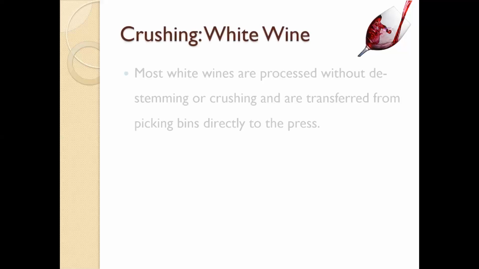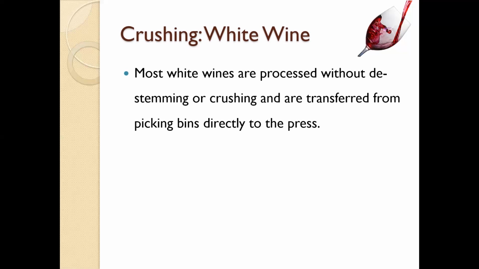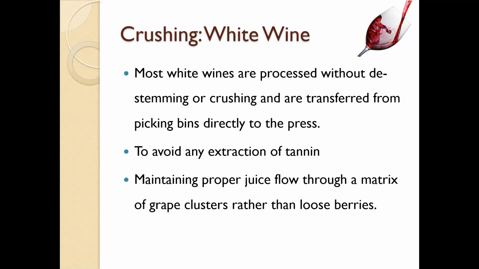Crushing differs according to the wine. The crushing of white wine is mostly called squeezing. It is gently pressing the grapes, and all the free run is collected. No skin or stem is collected. This helps to avoid any extraction of tannin. It also maintains proper juice flow through the matrix of the grape cluster.